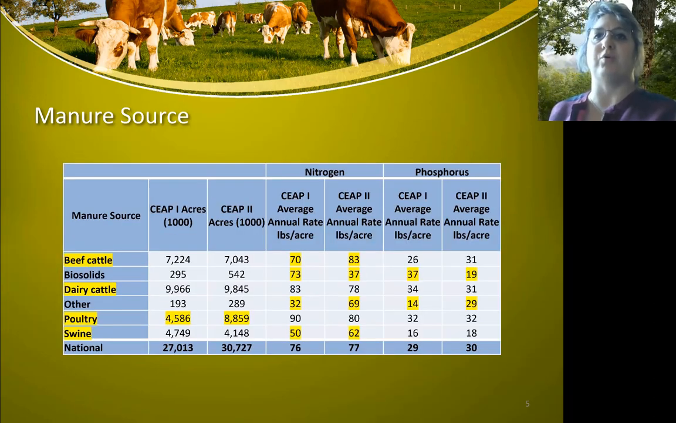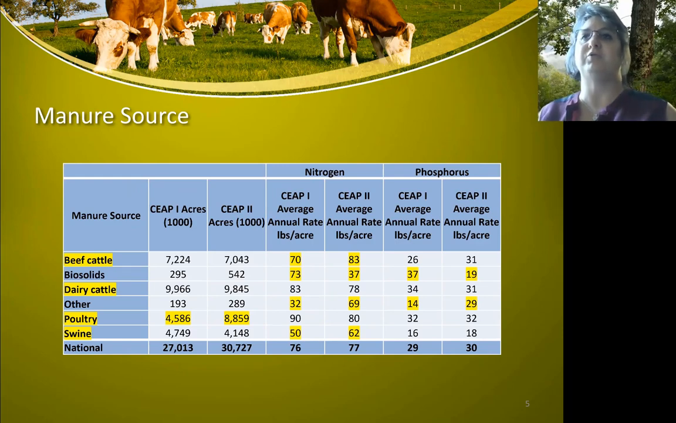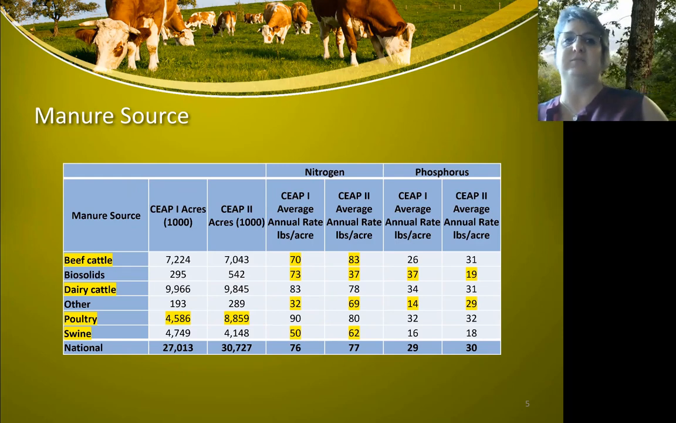By looking at manure source, beef cattle, dairy cattle, poultry, and swine remained our big players in both surveys. However, we saw the poultry usage actually doubled by C2. When we look at the average annual applied nitrogen and phosphorus, the biosolids application rate decreased to almost half the rate that was in C1. On the other hand, the other manures, like horse, goats, and sheep, had application rates that doubled. We also saw a slight incline in the beef and swine average annual rates for nitrogen per acre.